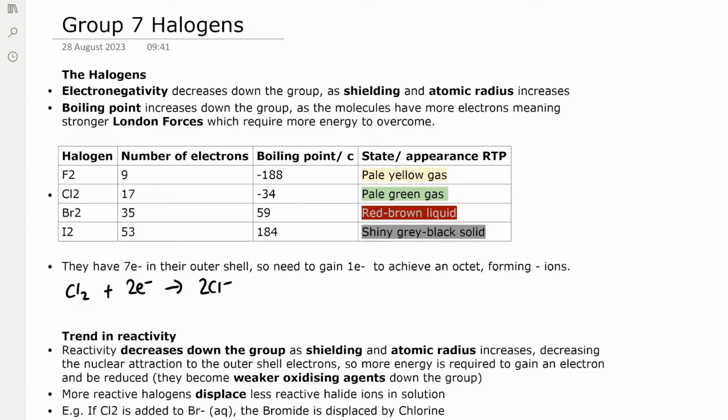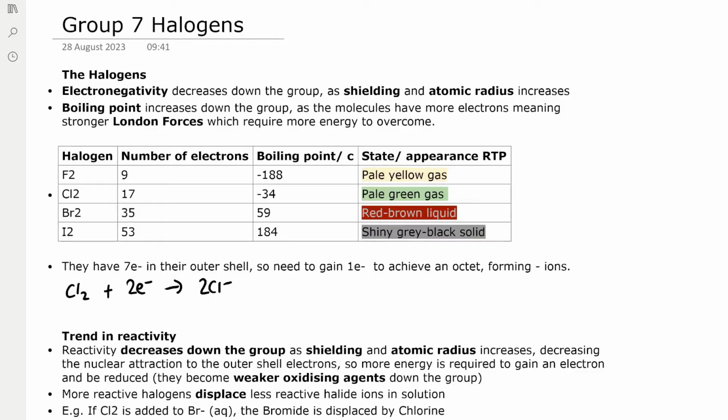In the halogens, electronegativity decreases down the group because shielding and atomic radius increases down the group as new energy levels are added, and boiling point increases down the group because the molecules have more electrons, meaning stronger London forces which require more energy to overcome.